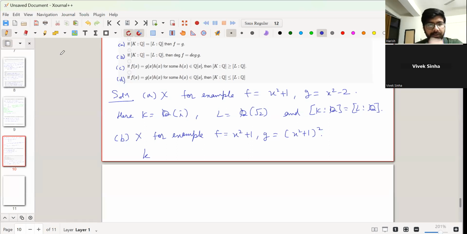So K will be in fact L, but degree of f is not same as degree of g, right? In fact, the fields are same. The degree will automatically be same, but still the degrees of the polynomials are not same.